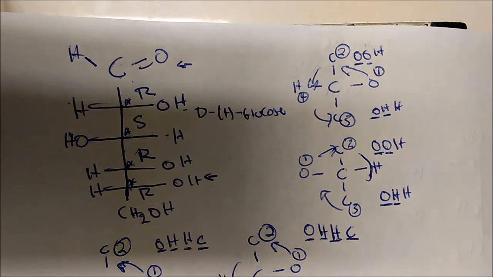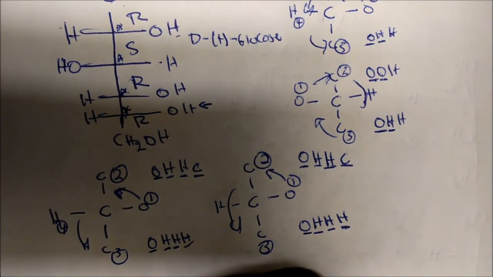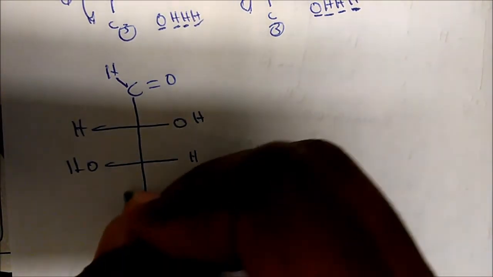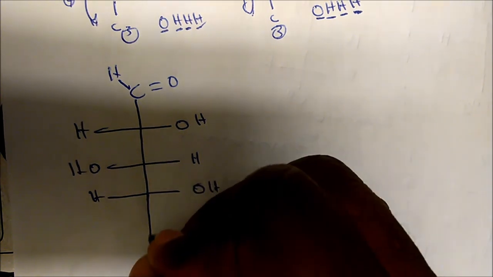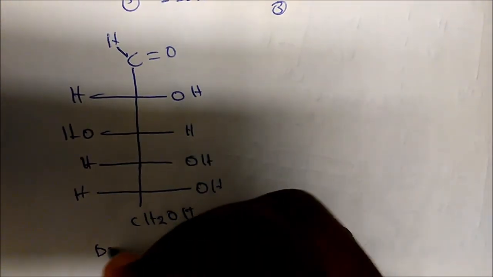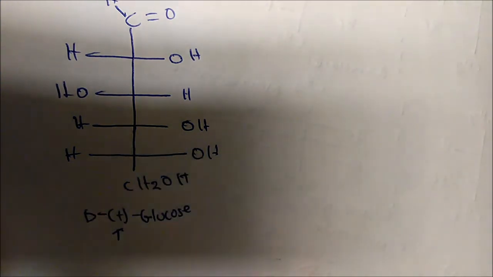Now, I want to talk about an important concept here, and again, we're going to talk about the idea of enantiomer. So how could we get the diastereomer of glucose? Let me redraw the molecule. So this is what glucose is. We call this D-plus-glucose, and the reason why there's a plus is because, as you could guess, it rotates plane polarized light to the right.